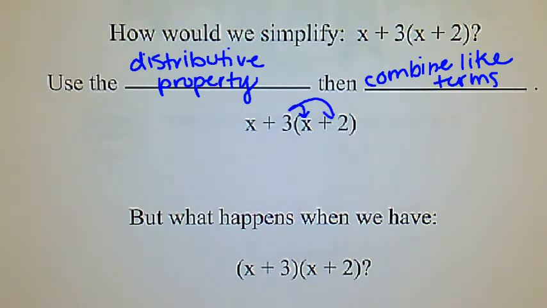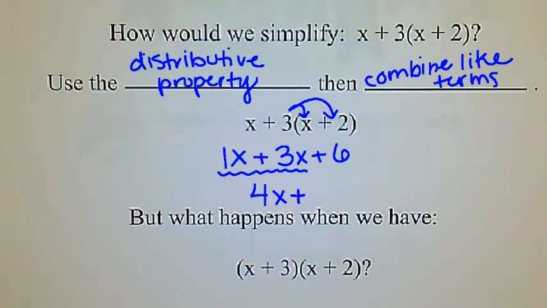Okay, so you're going to distribute like this. We have an addition sign, so we don't have to change any signs. So we get x plus 3x plus a 6. Remember, the arrows represent multiplication. So then we combine like terms, so I get 4x plus 6 as my final answer.